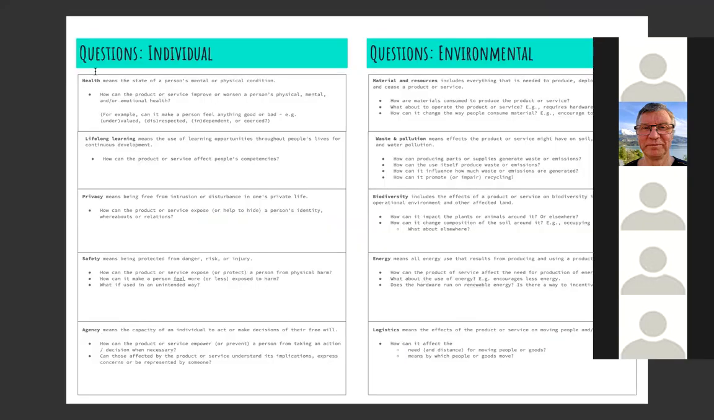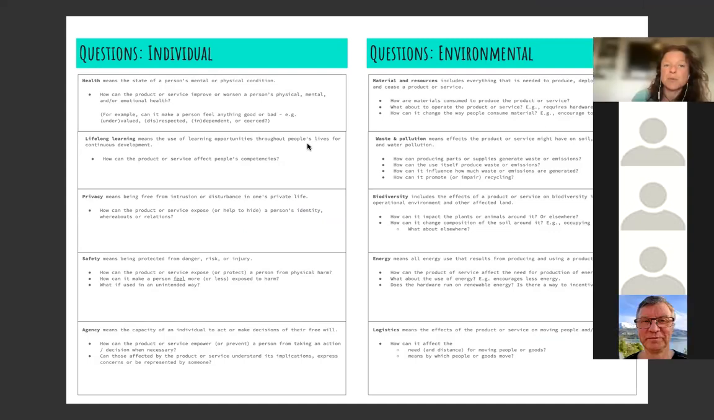For the individual dimension, we first talk about health. Health means the state of a person's mental or physical condition, and what we ask is, can this system improve or decrease a person's physical, mental, emotional health. It's obviously good to take a bicycle and not so good to ride in an individual car all the time. What else comes to mind? I mean, we can write down these obvious ones as well, of course.